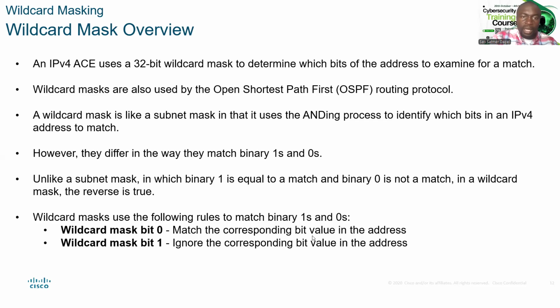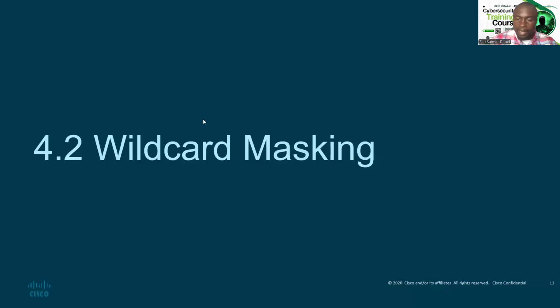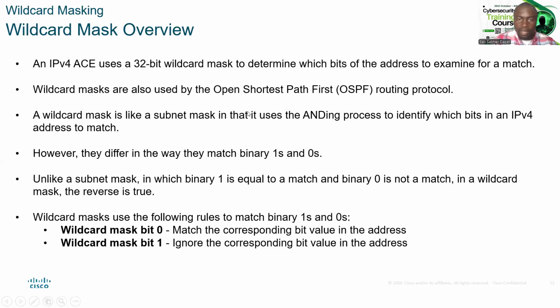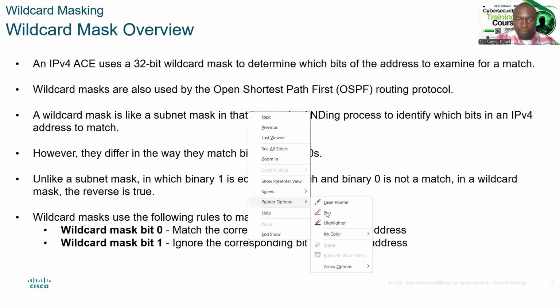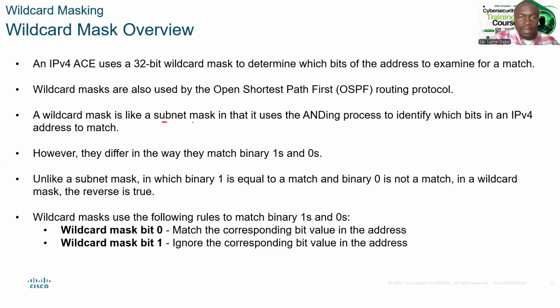A wildcard mask is like a subnet mask, and it uses what we call the ANDing process to identify which bits in the IP version 4 will match. However, they differ in the way they match binary 0s and 1s. Don't worry, I will explain all that.